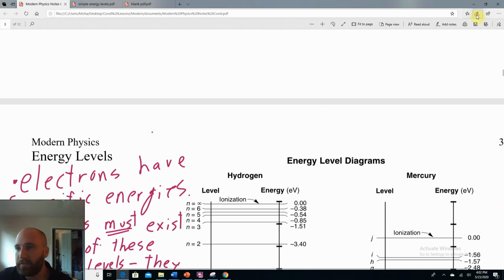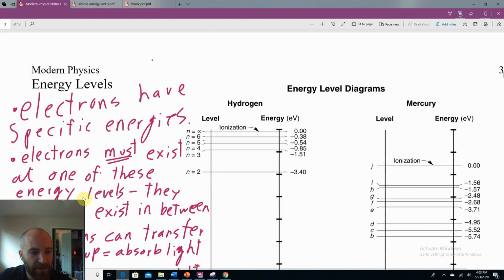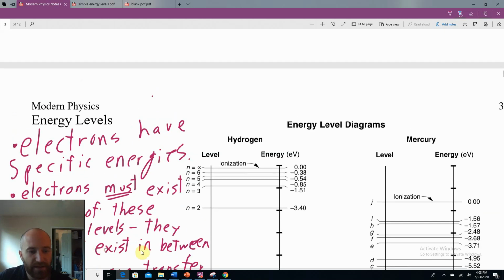For this next point, electrons must exist at one of these energy levels. They cannot exist in between. So if you have, let's say, energy level A and energy level B, the electron can be at A or at B. But an electron cannot exist in the middle of those two. So these electrons have places that they're allowed to be and places that they're not. They must exist on an energy level. So you will never find an electron hovering in between them. They just have no place to stand.